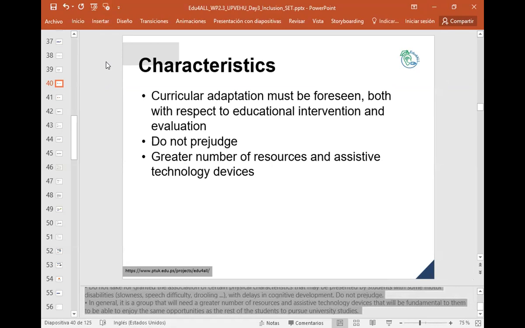Do not take for granted the association of certain physical characteristics that may be presented by students with some motor disabilities, slowness, speech difficulty, drooling, with delays in cognitive development. Do not prejudge. In general, it is a group that will need a greater number of resources and assistive technology devices that will be fundamental to them to be able to enjoy the same opportunities as the rest of the students to pursue university studies.